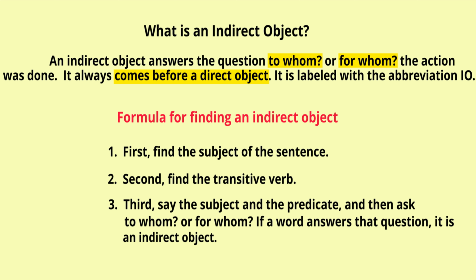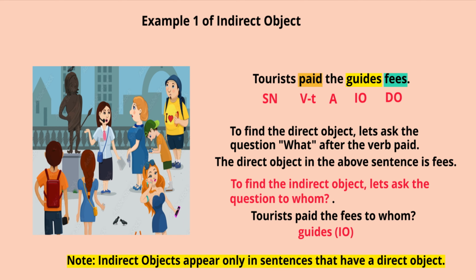So from this, we can say that to have an indirect object in the sentence, we need to have a direct object and a transitive verb as well. Clear? Now let's see an example. Example 1 of indirect object.